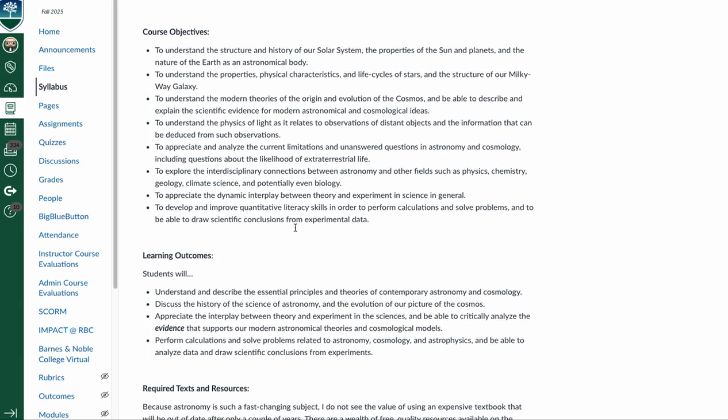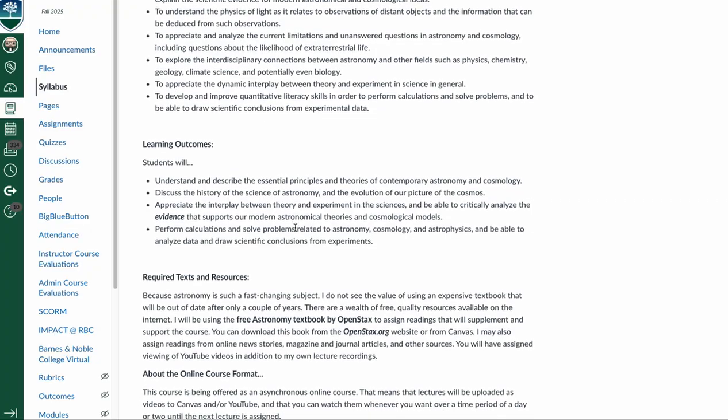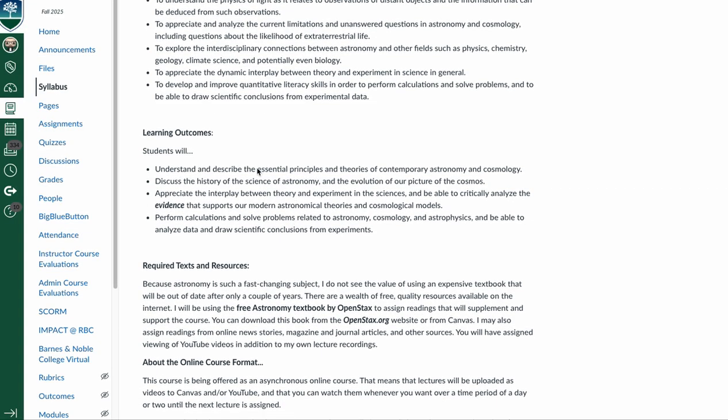Course objectives and outcomes. Again, I'm not going to read through all this verbatim. We're going to understand the essential principles of astronomy and cosmology. We're also, though, going to study how astronomy relates to physics. In order to understand how we know things in astronomy, we have to learn some physics. I'm actually a physicist by training, so we'll talk about a little bit of physics.